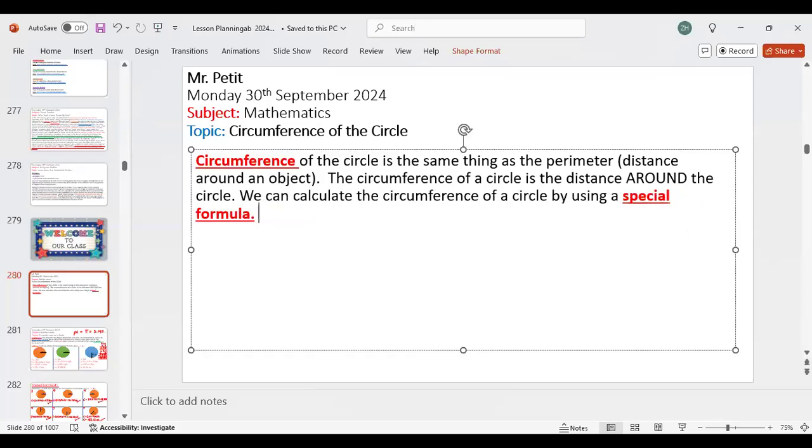Unlike when we have a square or a rectangle, where we just add up all the sides, in this case, we're going to use a formula. All right, so what is the formula that we're going to use?